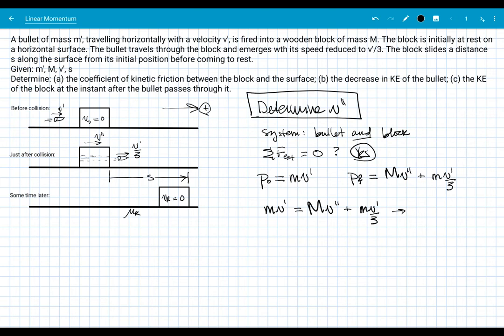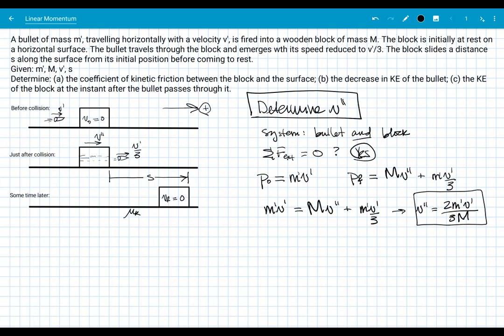If I do some algebra here, what this is going to render me is v double prime is equal to 2 m prime v prime over 3 big M. Okay, right, the bullet mass is little m prime. I realize I dropped those primes. And the wooden block is mass big M. Okay, so good. I've got my v double prime now.